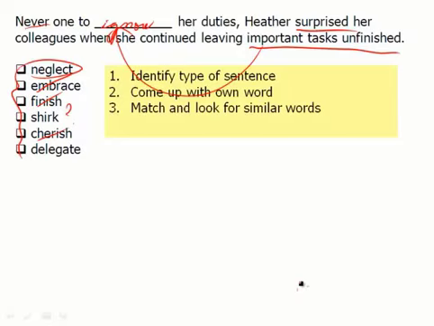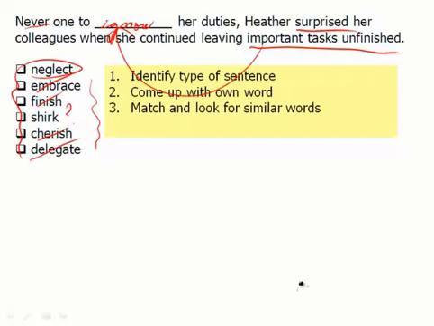But wait a second. We're dealing with sentence equivalence. Is neglecting something the same as delegating it? So I have a friend, John, and he needs to do a task. And I can't do this task. So I'm going to say, hey, John, can you do that task for me? And he says, sure. John finishes the task. I delegated the task to him. Is that the same as neglecting a task? If I were to neglect it, I wouldn't even delegate it to John in the first place. These are very different words. So this can't be the answer.